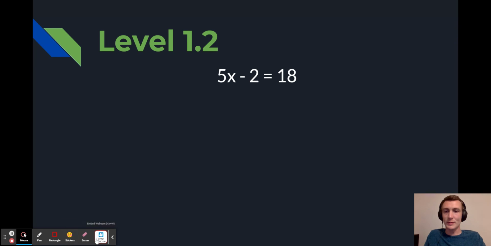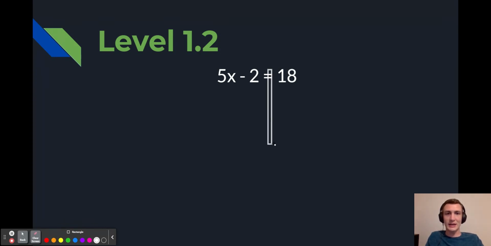Oh, this is so cool. There's so many fun tools. For level 1.2 here, we're going to do the exact same thing. So we're going to start off with a little line here that looks like, oh, it's a rectangle, but I'm cheating and turning it into a line because I like my lines to be straight.